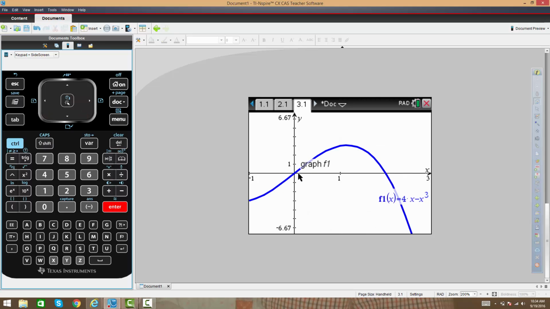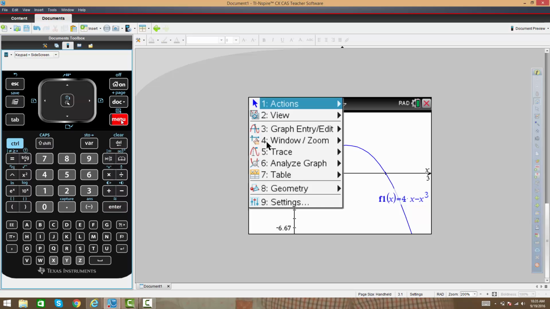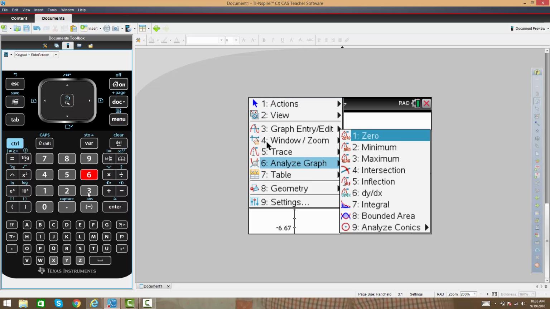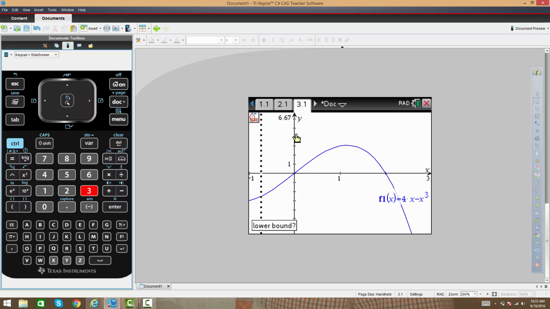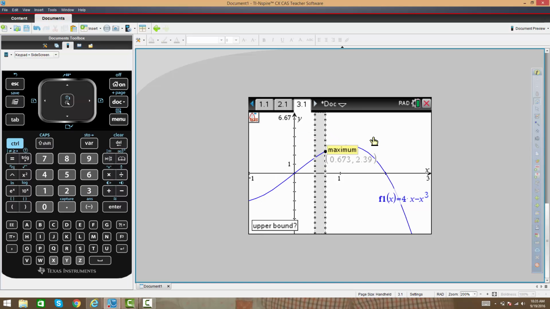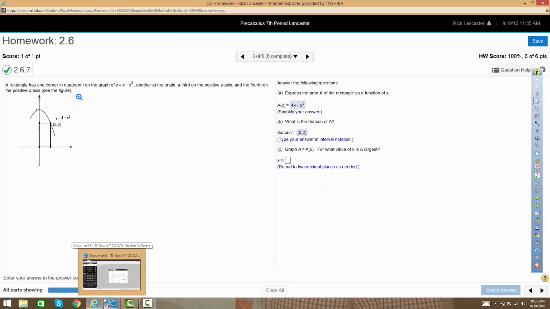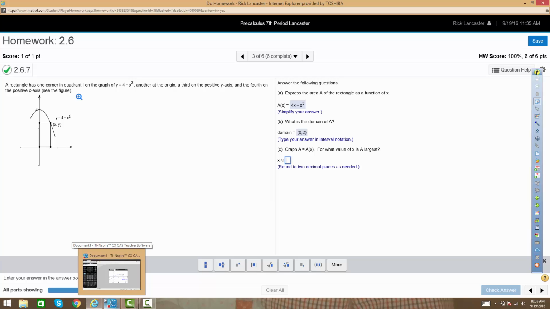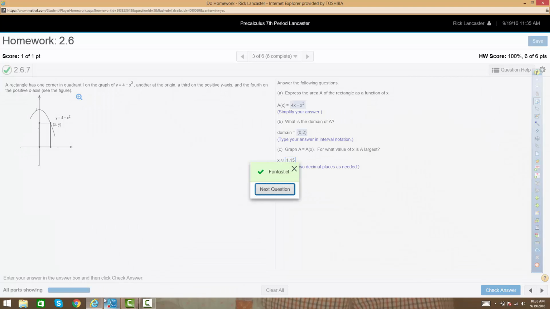The start of my domain is just past 0. I reach a peak here, and then the logical end of the domain is here at x equals 2, just below 2. So I'm going to go Menu, Analyze Graph, and now I want maximum. So I'm going to click 3, put the lower bound to the left of the maximum, upper bound to the right, and we get 1.15. Going back to the book, round to 2 decimal places as needed, so I'm going to put in 1.15, check answer, and the book liked it. So that concludes the second video.